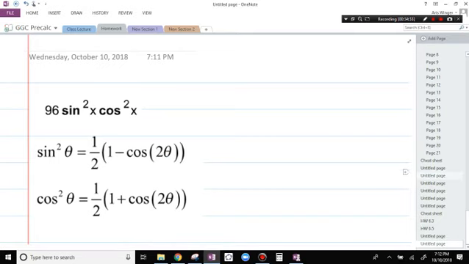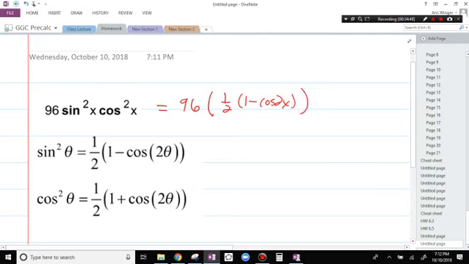Okay, so then we can write this using both of those as 96 times, and then the first one is 1/2 times 1 minus the cosine of 2x, and the other one is 1/2 times 1 plus the cosine of 2x. So we've reduced these powers of 2 down to one thing. Now, I think they're going to want us to multiply.